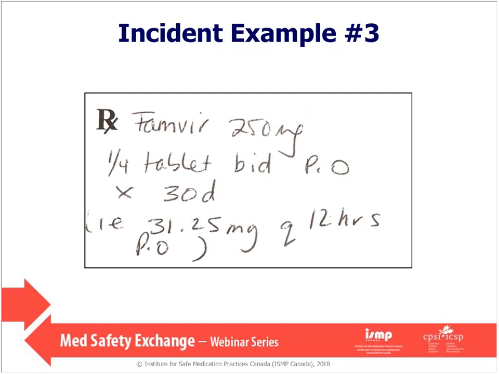In this example, the prescriber intended to prescribe 31.25 milligrams every 12 hours. However, he wrote 1/4 tablet of the 250 milligram twice daily. As you know, 1/4 of 250 milligrams is 62.5 milligrams and not the 31.25 as intended. That is double the intended dose.